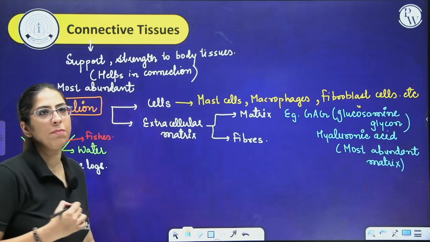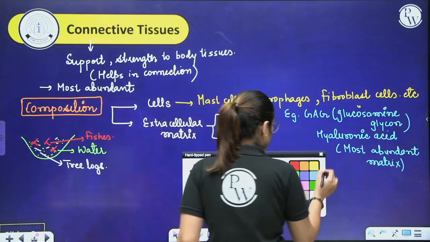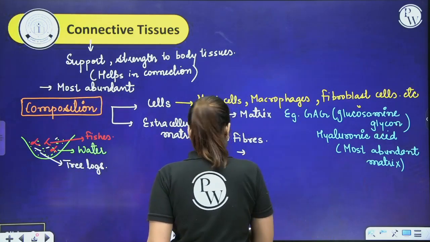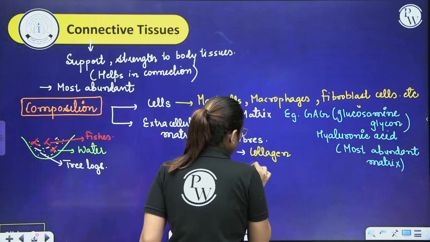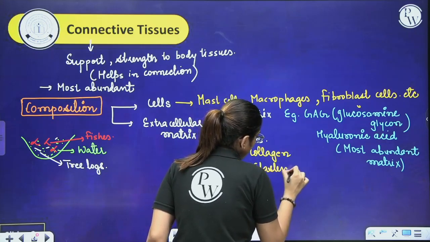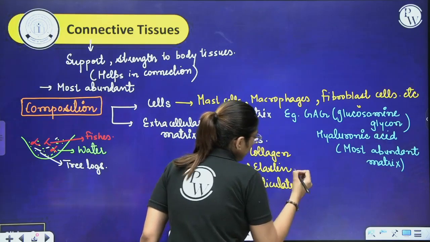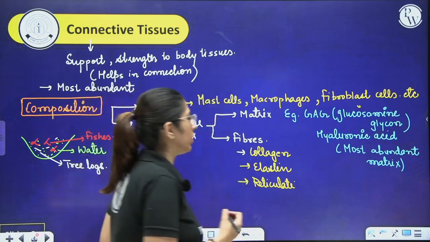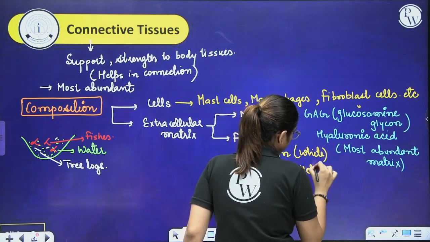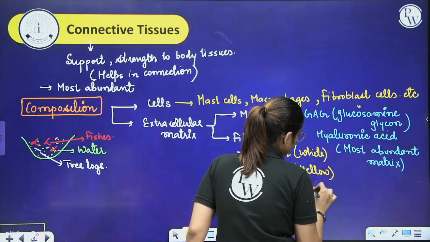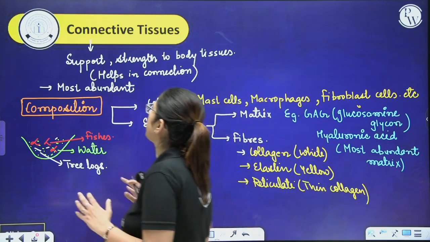Now, let's talk about the fibers. Like what kinds of fibers are present in it. In this case, you will find collagen. Some elastin, yellow elastin. And some reticular fibers also you are going to see. Collagens, you know, they are the white collagen fibers. And the yellow elastin fibers will be present. And some thin collagen-like reticular fibers are present. So all these things you're going to see in a connective tissue.